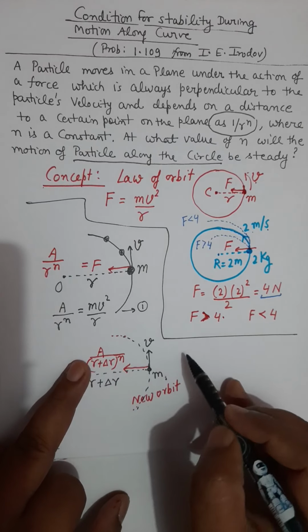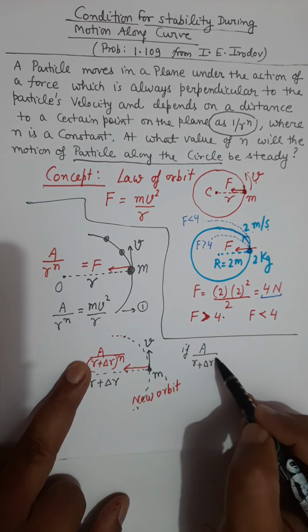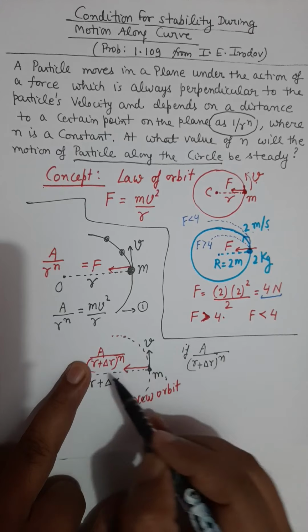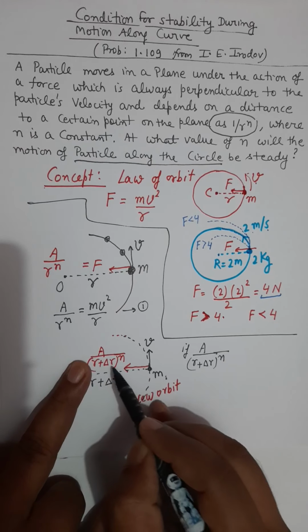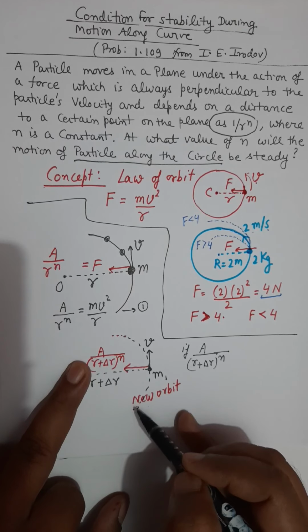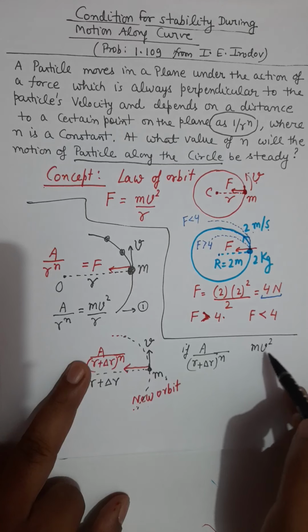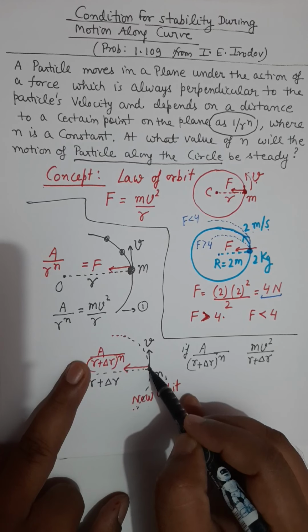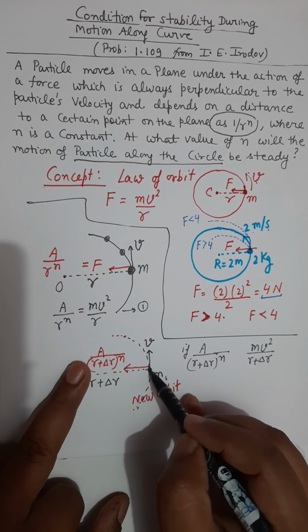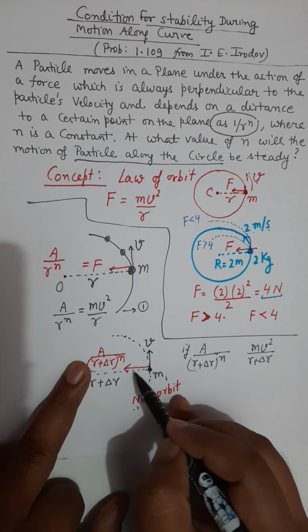So notice that if A over r plus delta r to the power n, which is the new value of force F, is equal to mv square over the new radius, which is r plus delta r, the particle will settle down and continue to move in this new orbit, and it will not go back to the previous orbit.